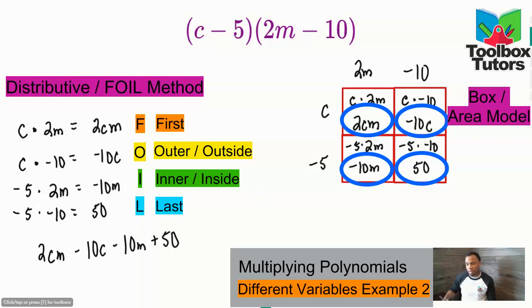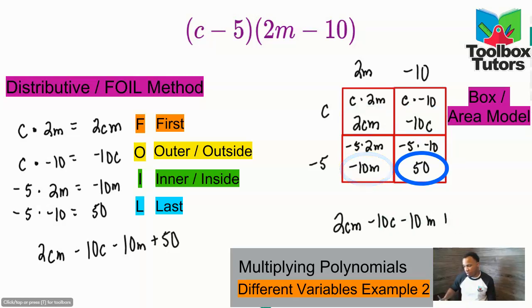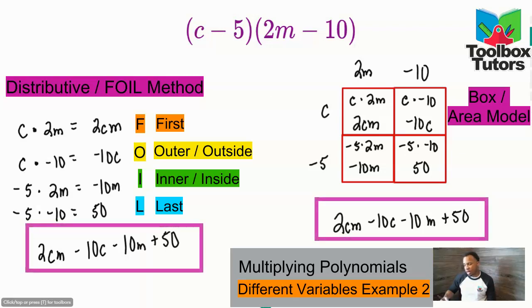So we'll bring each term down, and each one will be part of our answer. So we have 2cm minus 10c minus 10m plus 50 as your answer. Notice that either method you decided to use, you would still get the same answer. And this is more giving you options and also showing you that there's more than one way to show the same process.